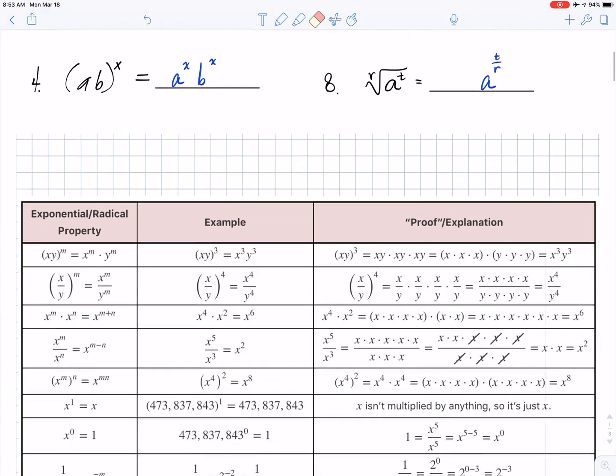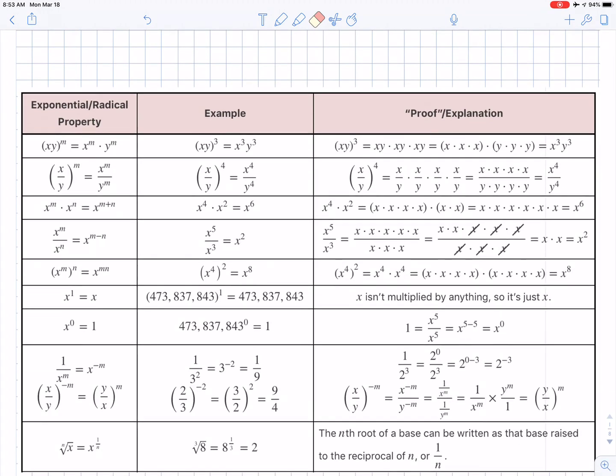I have a table listed here for you. I'm not going to go through this, but the rules are repeated, but then there's also some examples of them. So if you're really stuck on a rule and you don't understand why it is what it is, this particular table might help you out with that.